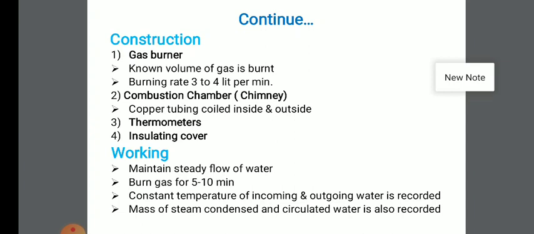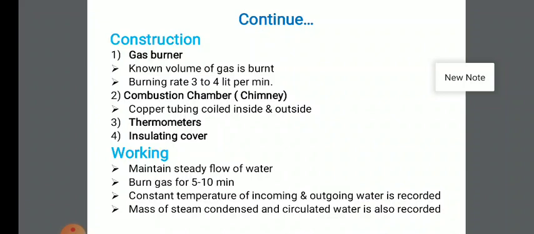Now, how does it work? First, start burning the gas at a suitable pressure and adjust the rate of water flow such that the temperature of the outgoing water remains constant. Second, burn the gas for 5 to 10 minutes to have a steady temperature of outgoing water. After steady conditions of outgoing water temperature, constant water circulation and gas flow rate are reached, we simultaneously note down the readings or observations.